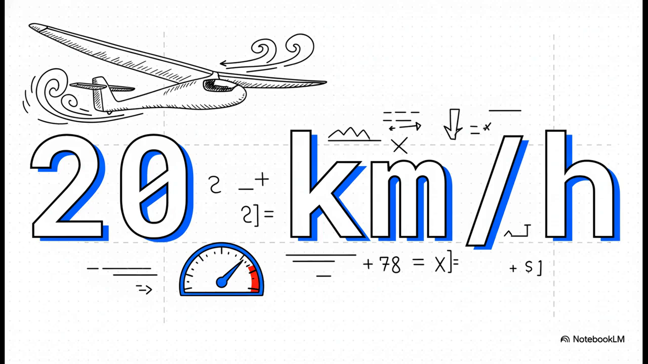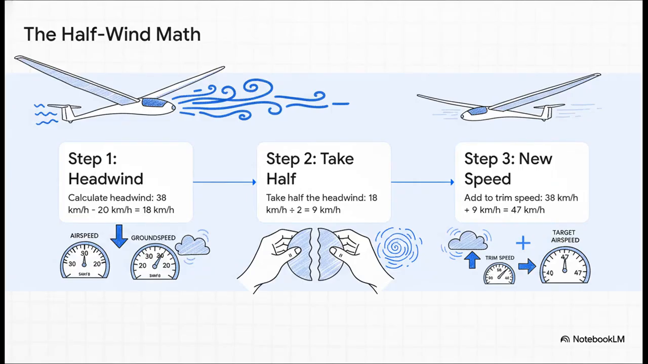Okay, time for some quick math. The calculation here is actually super simple. Your airspeed is 38, but your ground speed is only 20.